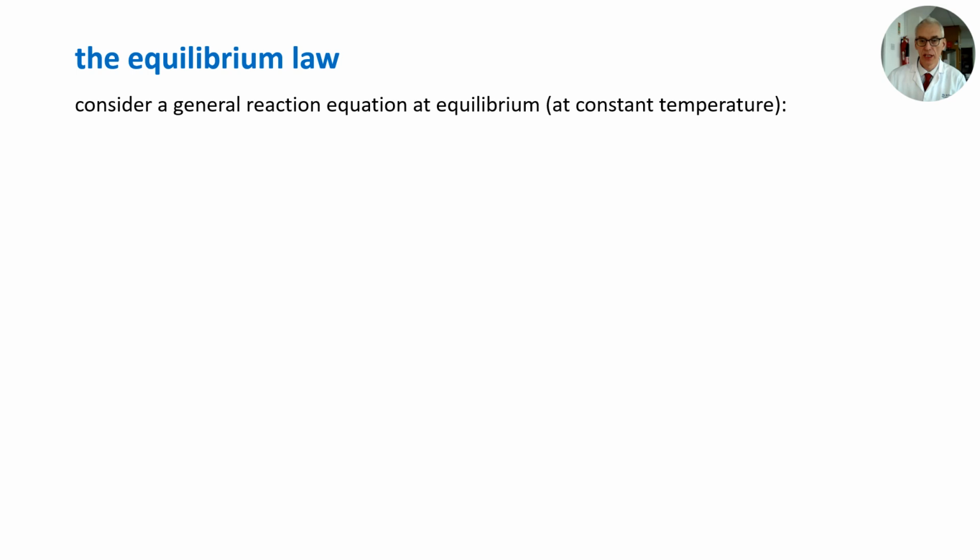If we consider a general reaction equation in terms of A, B, C and D, we'll see here that we have reactants, capital A and capital B, with their balancing numbers or coefficients, small a and small b, to products, capital C, capital D, balancing numbers small c, small d. So those are the four components at equilibrium, at constant temperature.